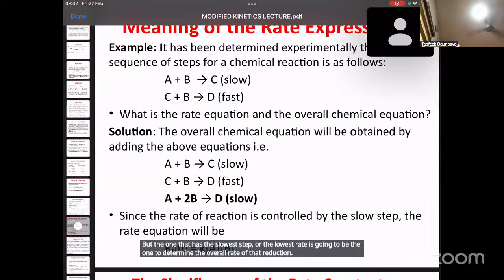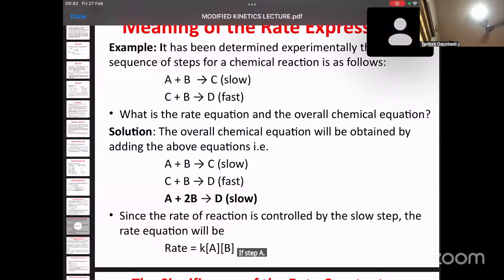If step A has a rate of 2, if step B has a rate of 1, if step C has a rate of 2, it doesn't matter.